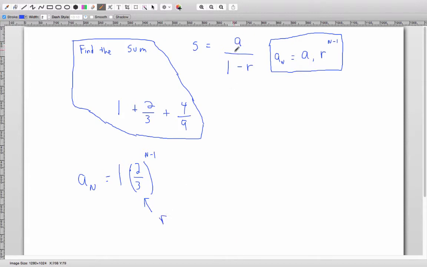Once you do that, you just plug it in. My a sub 1, this should be a sub 1 here. So I'm going to plug in, my a sub 1 is 1 divided by 1 minus, and my r in this case is 2/3. And then you just do the math.